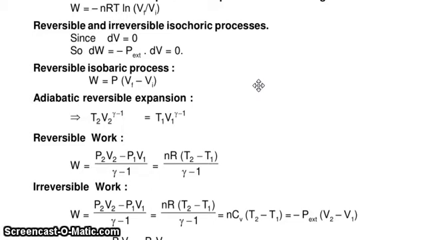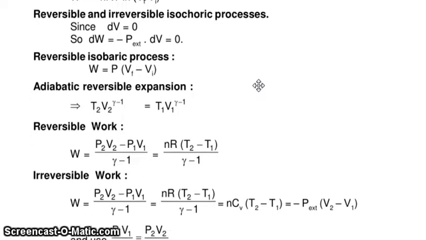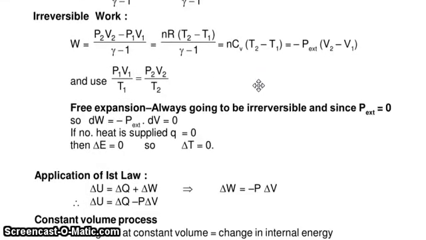Adiabatic reversible expansion, T2 V2 to the power gamma minus 1 is equal to T1 V1 to the power gamma minus 1. Now friend, reversible work, W is equal to P2 V2 minus P1 V1 divided by gamma minus 1, which is equal to nR T2 minus T1 divided by gamma minus 1. Now friends, irreversible work, W is equal to P2 V2 minus P1 V1 divided by gamma minus 1, nR T2 minus T1 divided by gamma minus 1, which is equal to nCV T2 minus T1, which is equal to minus P external V2 minus V1, and use P1 V1 by T1 is equal to P2 V2 by T2.